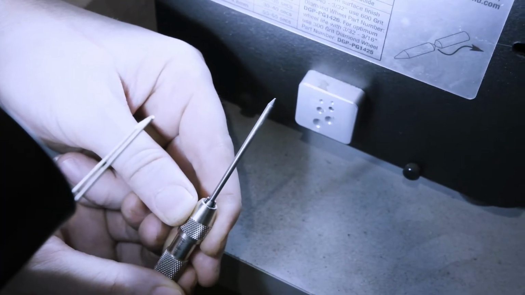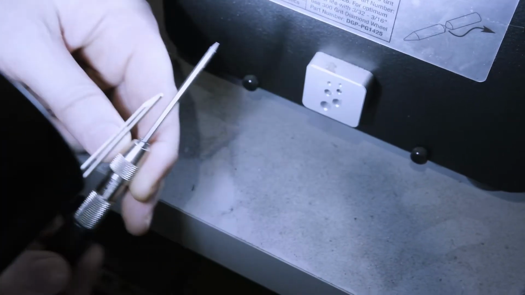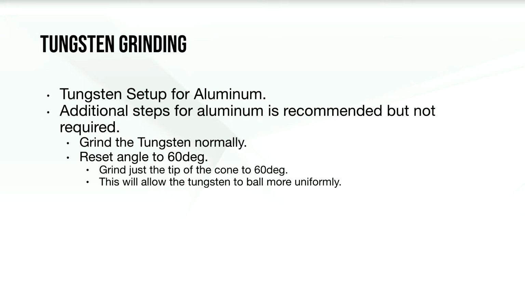Tungsten setup for aluminum can be slightly different. Additional steps are recommended but not always required. You can grind the tungsten normally for the diameter. Then on the very end, you reset the angle to about 60 degrees and grind just the tip of the cone down to 60 degrees. This will allow the tungsten to ball up more uniformly when using AC current.